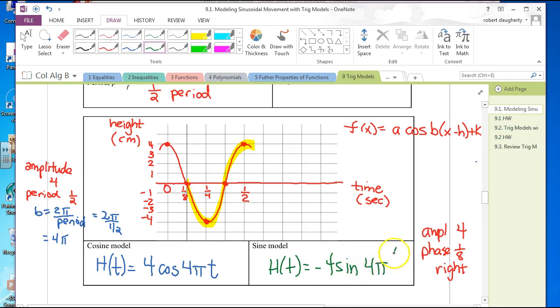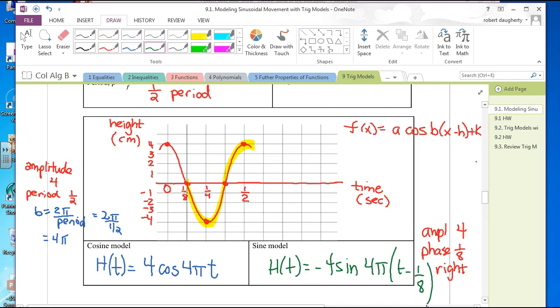4 pi t what? Minus 1/8. So sorry that ran it. So -4 sine of 4 pi t minus 1/8. Okay. So both of these are the same models.